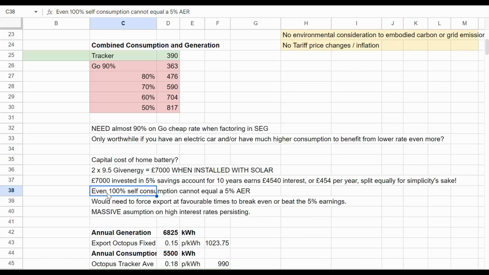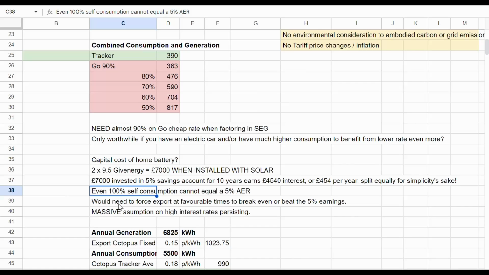So even 100% self-consumption can't equal a 5% earning rate, and those are available right now on many savings accounts, ISAs without any tax on them. So if you did invest in other things that may not have such a guaranteed return on investment, of course, you could be looking at 7% or even more.